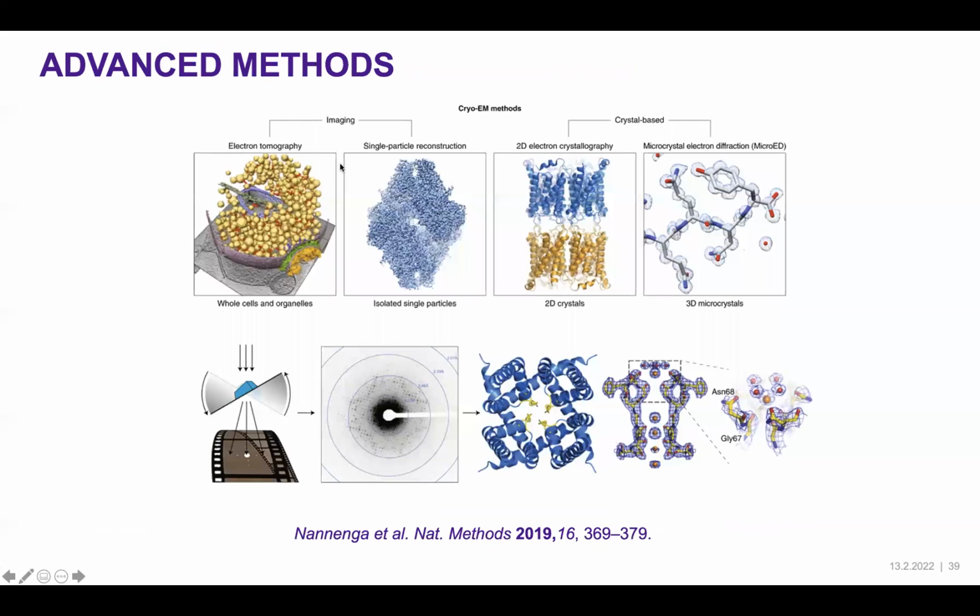There are numerous advanced methods. What we look into is electron tomography and single particle reconstruction. There are more crystal-based methods called 2D electron crystallography or microcrystal electron diffraction, MicroED. If you're interested in this topic, I suggest you read this beautiful article about electron diffraction and various methods that are used to study structures.